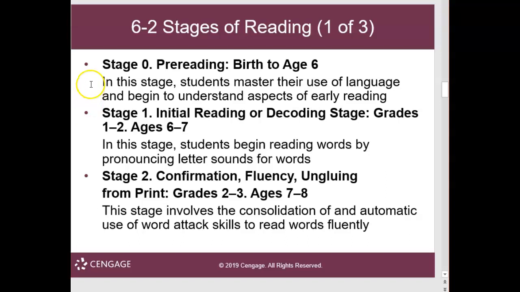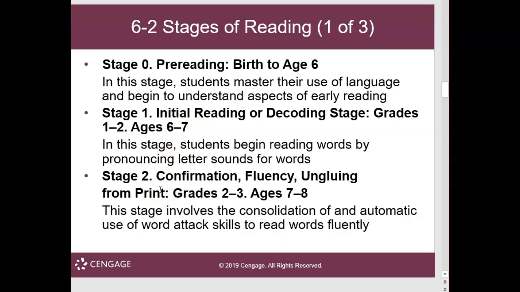Some stages of reading. Pre-reading is really birth to age 6. And of course, these ages, especially for our students with high incidence disabilities, these stages might last a little longer. Pre-reading for maybe some of your more nonverbal or more involved students might last a little longer. So keep these ages in mind, but knowing they're subject to change with your particular population. Stage 0 is pre-reading, stage 1 is the initial reading or decoding stage, kind of grades 1 and 2, ages 6 and 7, but again, with some of your students, it might not be exactly 6 to 7.